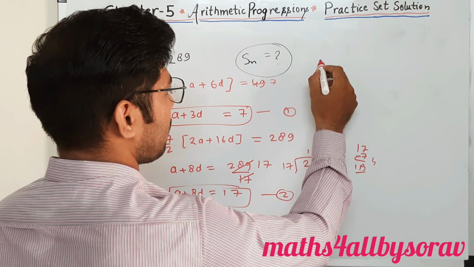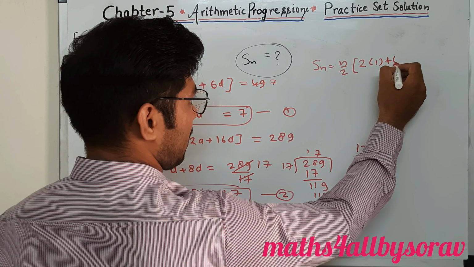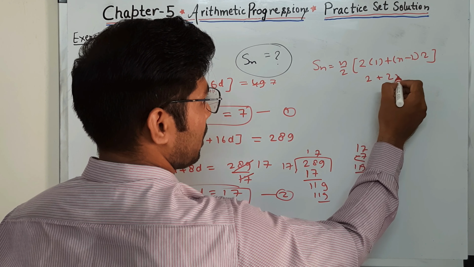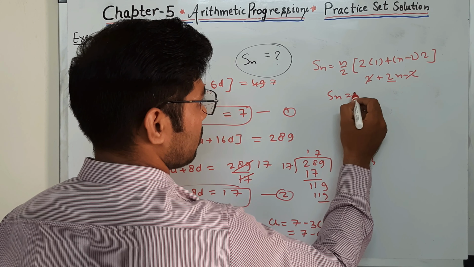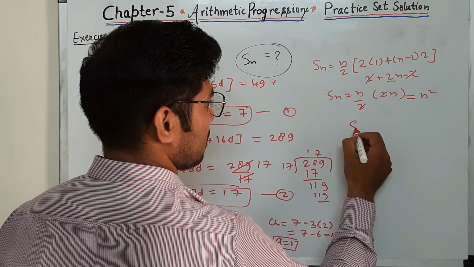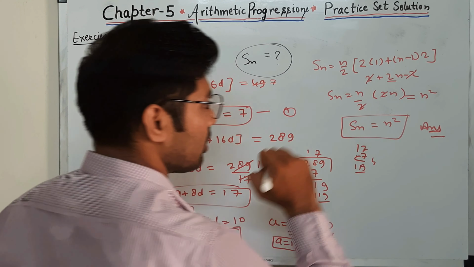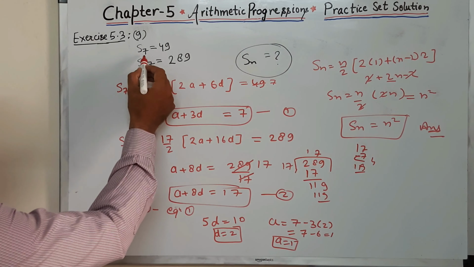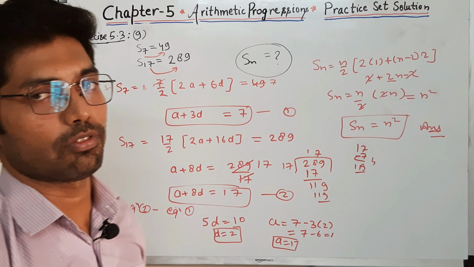So the sum of n terms will be n by 2 twice of a plus n minus 1 into d, d is 2. Okay, 2 plus 2n minus 2. This 2 will cancel, so 2n, and n by 2 times 2n, this 2 cancels, will be n square. Sum of n terms will be n square. This is our answer. So general formula, sum of the n terms will be n square. So you can see 7 square is 49, 17 square is 289. Okay, this is the general formula.